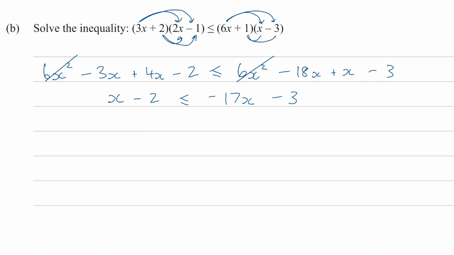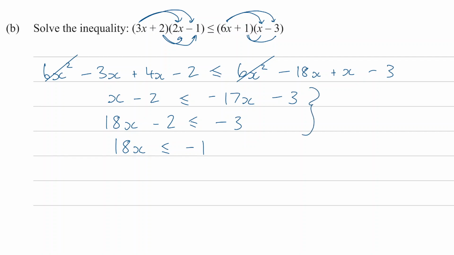Now I want the x terms on one side of the equation and then the constants on the other. So I will add 17x to both sides, which gives us 18x on the left-hand side. And since we added 17x, negative 17x plus 17x is 0. Oh, I forgot our minus 2. And we're left with minus 3 on the right-hand side. Now, to take the constants over, I could add 2 to both sides, which gives us minus 3 plus 2, which is minus 1.